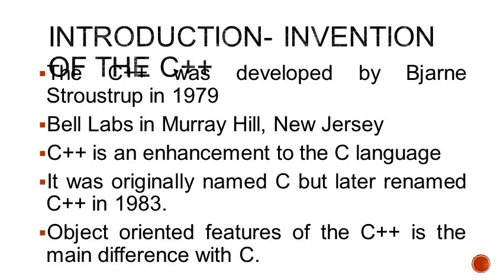Next one is the invention of C++ itself. It was developed by Bjarne Stroustrup in 1979 at Bell Labs in Murray Hill, New Jersey. C++ is an enhancement to the C language. It was originally named C with Classes, but later renamed C++ in 1983. Object-oriented features of C++ are the main difference from C.